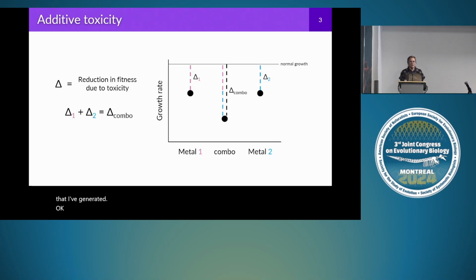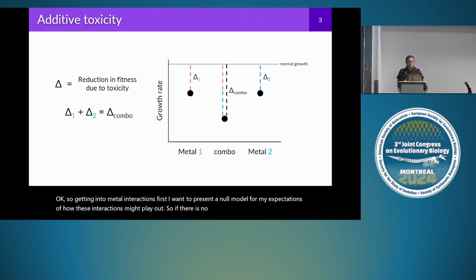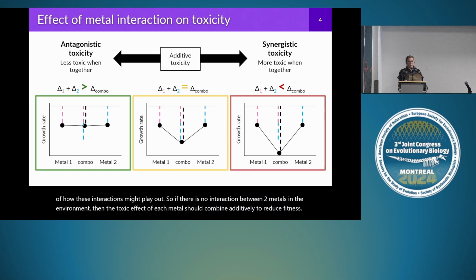Okay, so getting into metal interactions. First, I want to present a null model for my expectations of how these interactions might play out. If there is no interaction between two metals in the environment, then the toxic effect of each metal should combine additively to reduce fitness. An interaction between two metals could cause a deviation from additivity, where the combination of metals is either more or less toxic than expected from the sum of each metal's effect.